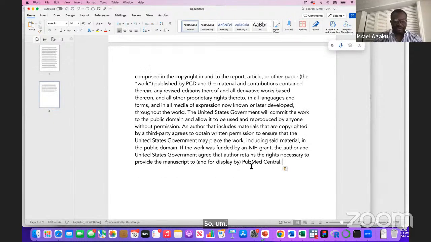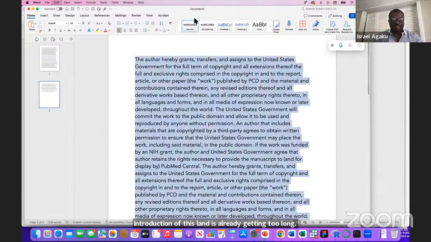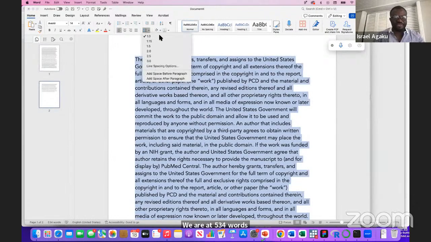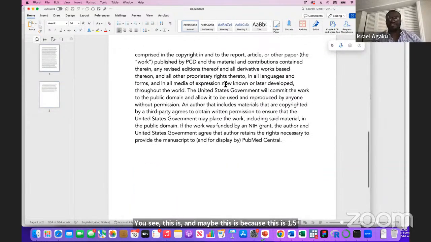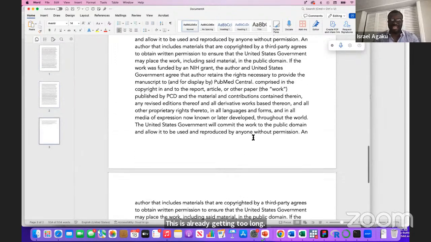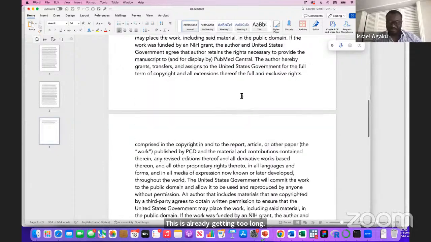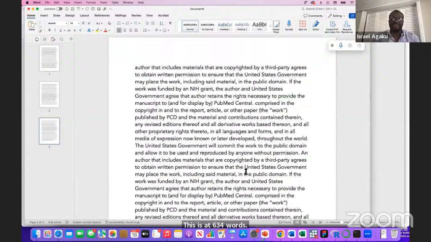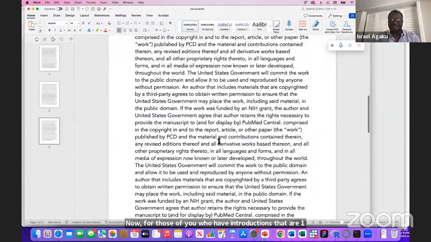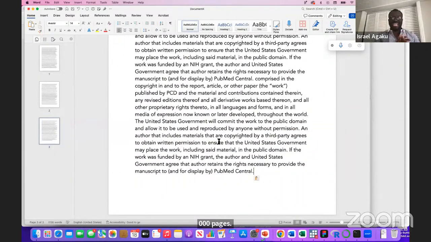We're at 534 words. Maybe this is because this is 1.5 spacing. Let's keep it at, oh, this is already single spaced. This is already getting too long. This is definitely not acceptable. If your introduction is spanning more than 2 pages, this is definitely not acceptable. This is at 534 words. Now, for those of you who have introductions that are 3 pages and running, that is clearly not acceptable. That is way too long.